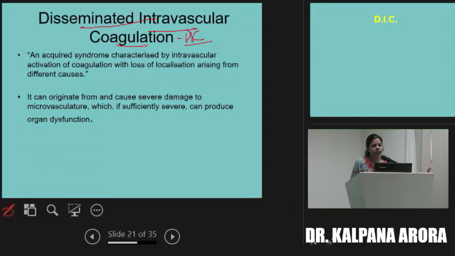This is an acquired syndrome characterized by intravascular activation of coagulation with loss of localization, arising from different causes. There is a whole spectrum of causes of DIC. It originates from and causes severe damage to the microvasculature, which, if sufficiently severe, can produce organ dysfunction. What will it lead to? Organ dysfunction means there would be thrombi. So what will it lead to? It will lead to infarction.